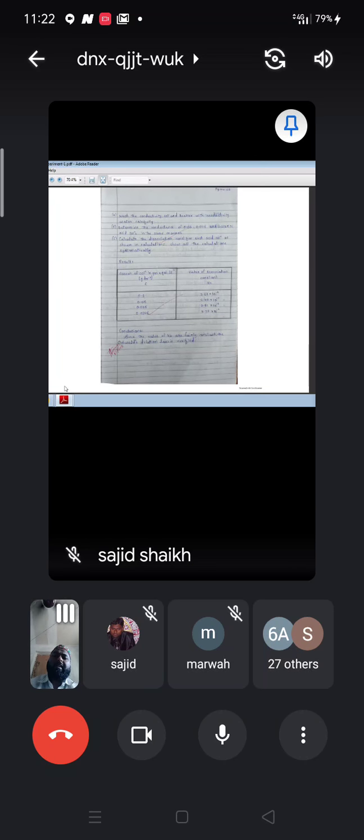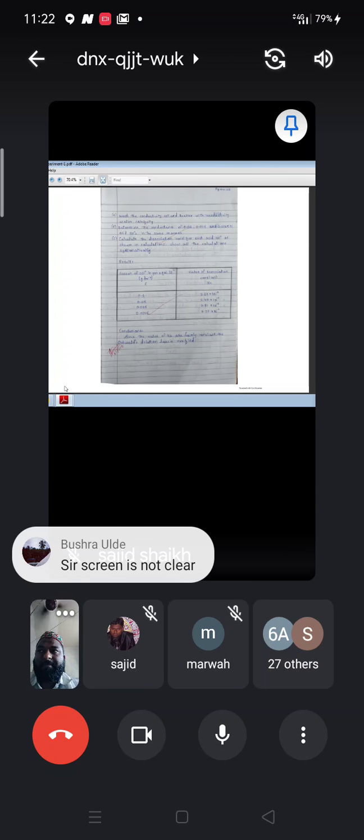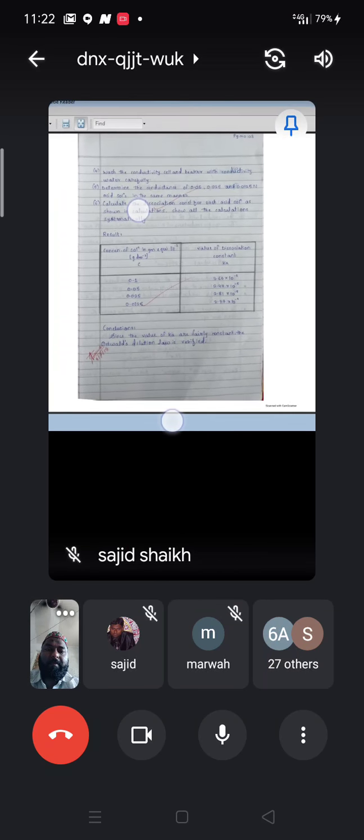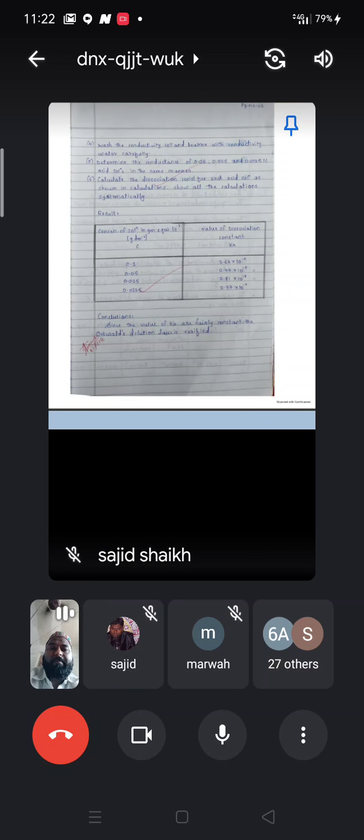Then one by one we will take that solution in the beaker, we will dip the conductivity cell in it, and simply we will measure the conductance of that solution. Whatever conductance values you have measured will help you to calculate the dissociation constant of the acid solution using the Ostwald dilution law, and we have to show it in the result.